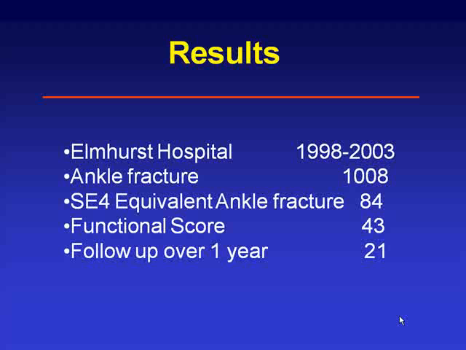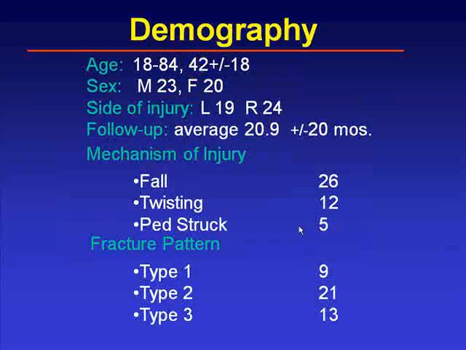84 patients were SE4 equivalent. 43 patients have a functional score. 21 patients have been followed up over 1 year. Age ranged from 18 to 84 with an average of 42. Similar distribution was found in sex and site of injury. Average follow-up is 21 months.